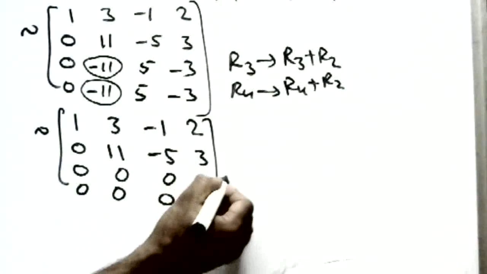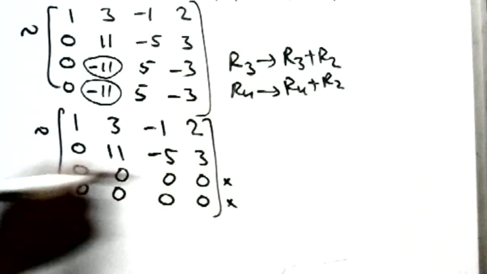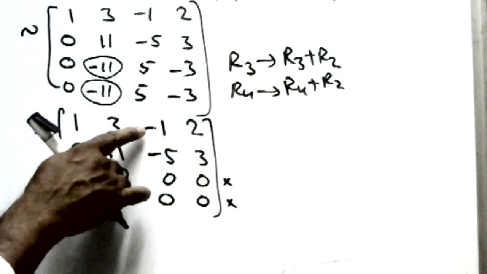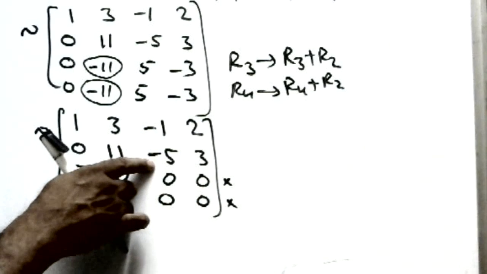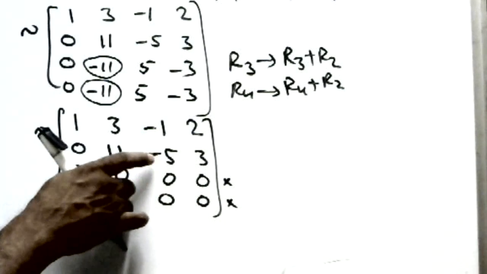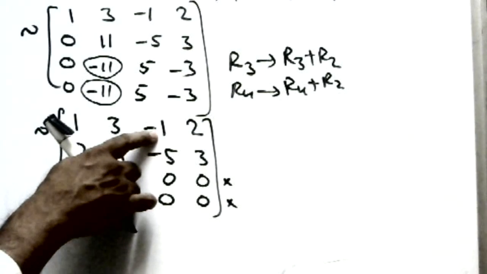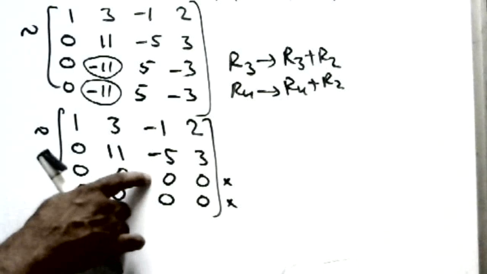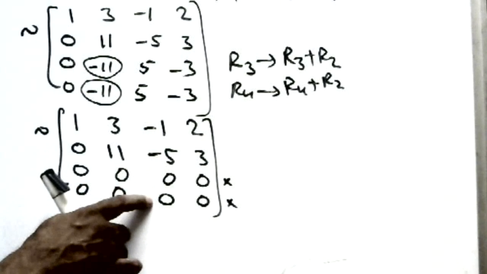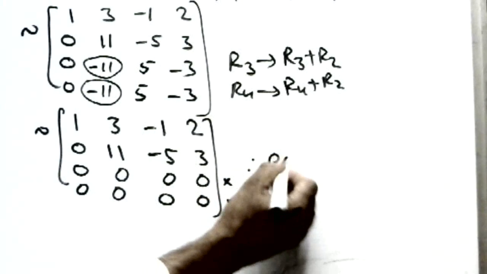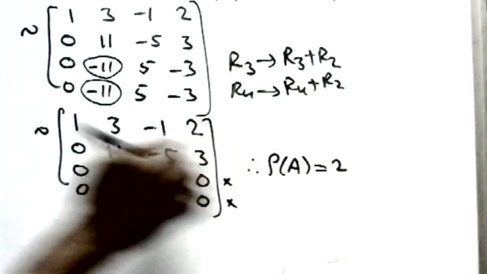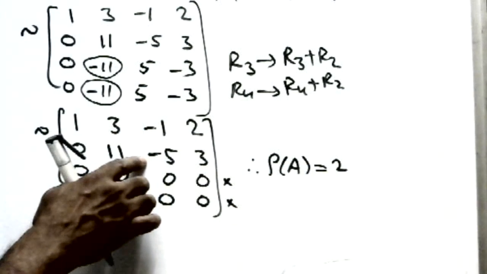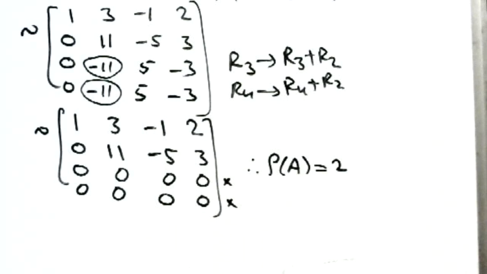Now we can say the rank. You see here, these two rows become completely 0. These are called zero rows. We cannot count these. So how many rows are left? 1 and 2. So the rank will be 2. This is a non-zero row, this is also non-zero. These two are zero rows, we do not count these. So therefore, the rank of A is only 2.